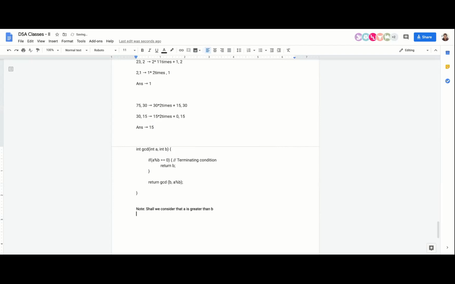Let's try to do it in another way. Let's say we have to find the GCD of 30, 75. What will happen here? We'll call the GCD function. Now if I have to write 30 in terms of 75, how will I write it? I'll write 75 into 0 times plus 30, comma 75. That's how it will be.